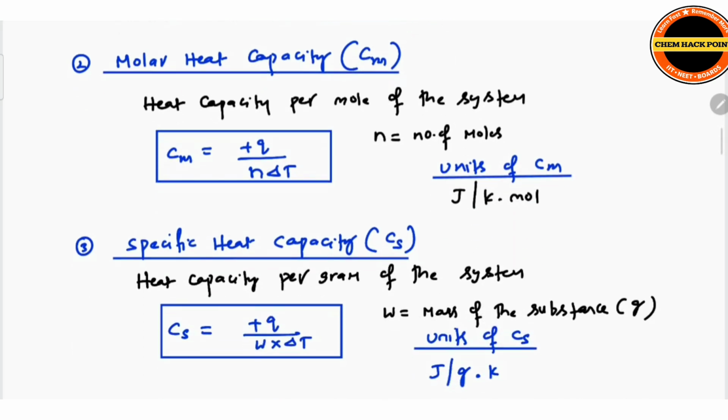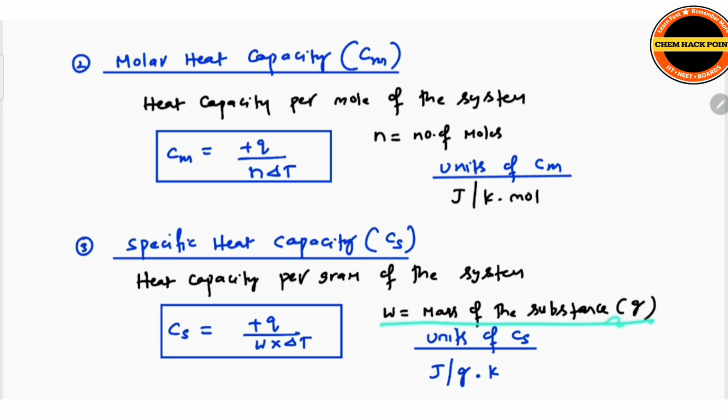Joule per Kelvin per mole. Specific heat capacity, that is Cs. Specific heat capacity is the heat capacity per gram of the system. Per mole it is molar heat capacity. Per gram it is specific heat capacity.